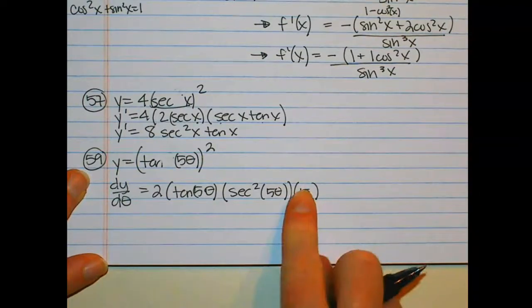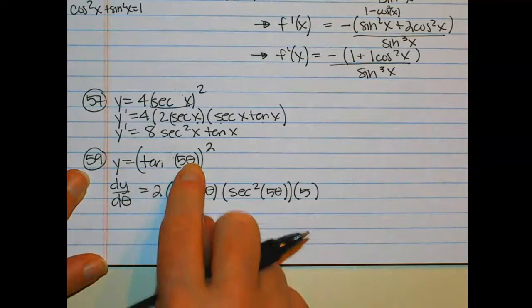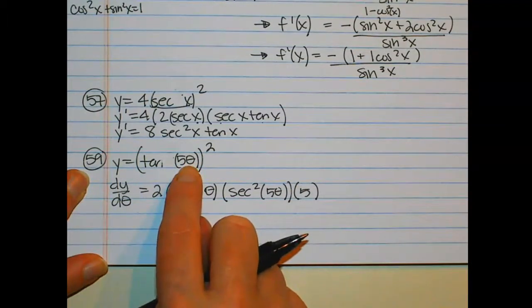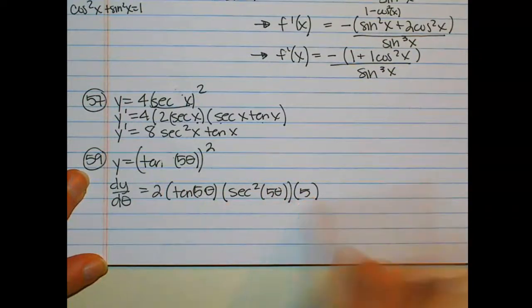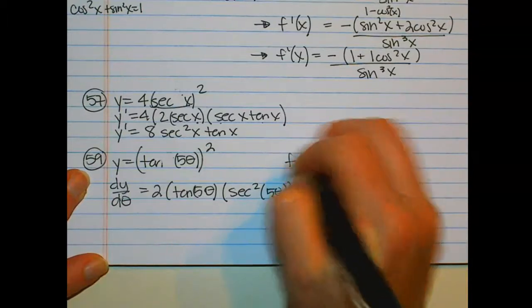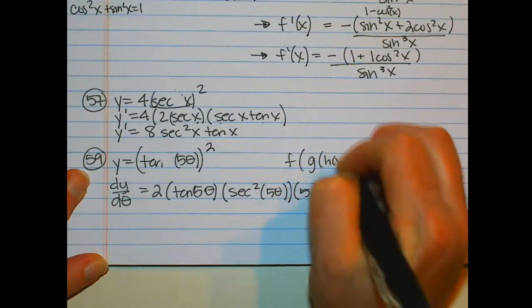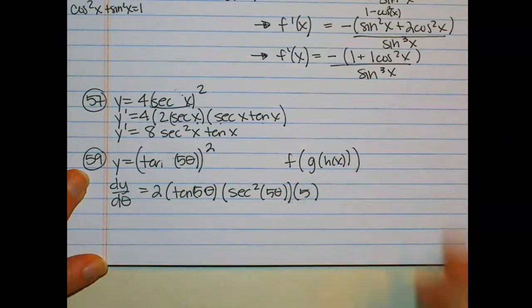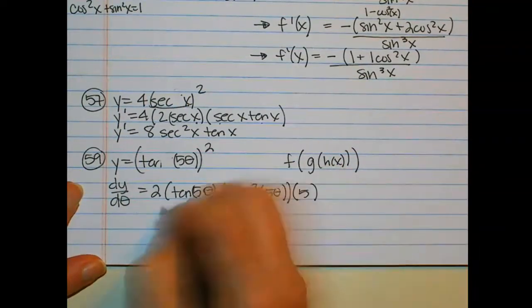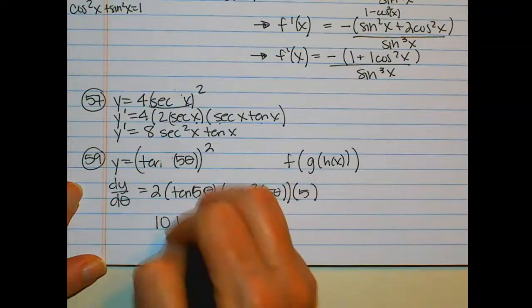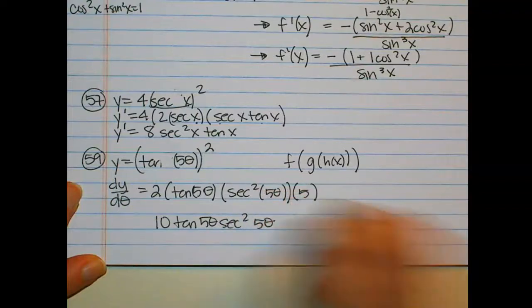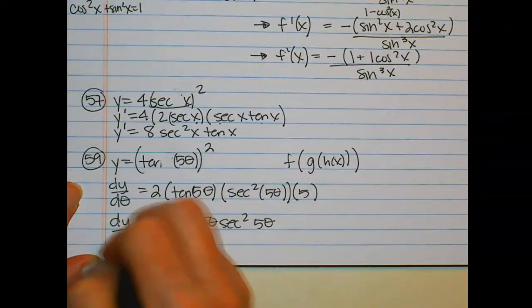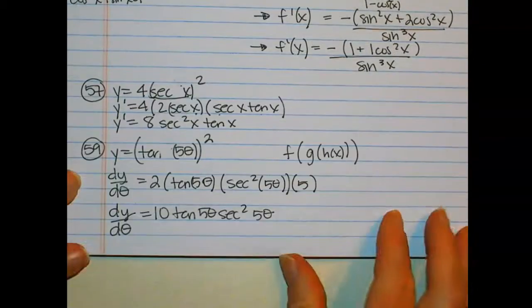So this is death by chain rule. This is the inside function, and this is the second inside function. So this is u prime, and this is v prime. This is the baby inside the baby. This would be f of g of h of x. And that simplifies to be 10 tangent 5 theta, secant squared 5 theta, dy d theta. There you go for 59.